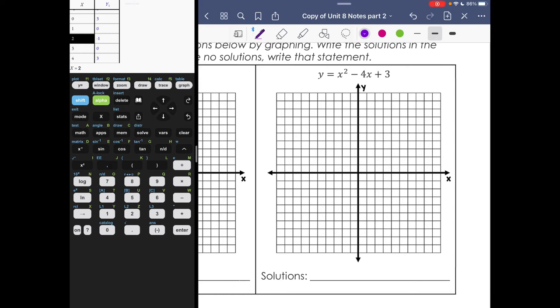So I've got 0, 3. So that means you don't go left or right, you just go up 3. 1, 0. So that means you go right 1, but you do not go up. 2, negative 1. And 3, 0. And then 4, 3. So that's a little kind of baby parabola.